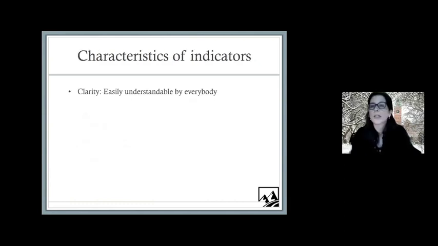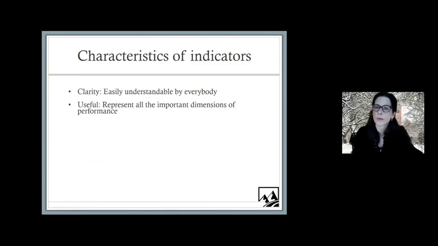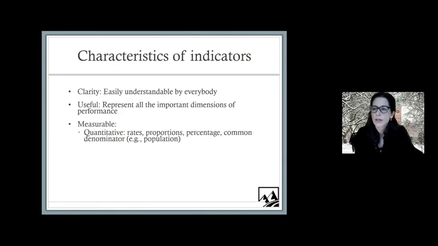Characteristics of good indicators are clarity. They're easily understandable by everybody. They're useful. They represent all of the important dimensions of performance. That's not all of the dimensions of performance. They are the ones that your team has decided are the most important ones. They obviously need to be measurable. Like I said before, they're quantitative. These are kinds of information that are typically quantitative or numeric that feed into our ability to calculate rates or proportions, percentages, generate a common denominator and identify an appropriate one like population size or what have you.